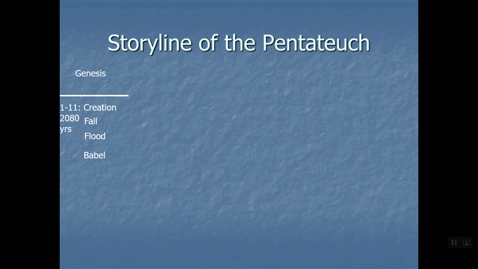We have even genealogies within the first 11 chapters that give us an idea of how long that time period was. Creation, of course, was made in 6 days by God. He created the heavens and the earth, the seas and all that's in them. The crown of that creation was man and woman, and he made man and woman to subdue the earth and to rule over it.